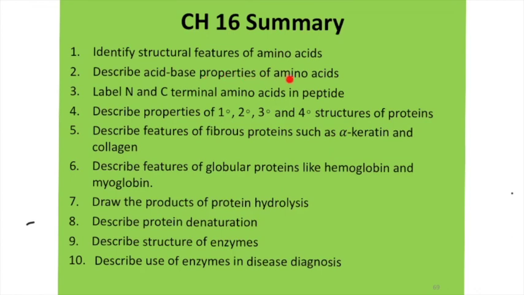We learned that your amino acid can function as an acid and a base. You should be able to look at a peptide and label the N terminus and the C terminus, and then label those amino acids. You should know the different levels of structure for proteins, so primary all the way to quaternary. We didn't talk about it, but this is what we're going to talk about next time. We're going to talk about alpha keratin and collagen, hemoglobin and myoglobin. We're going to talk about the products of protein hydrolysis and protein denaturation. And then we're going to discuss enzymes and how we use enzymes as a way to diagnose disease.